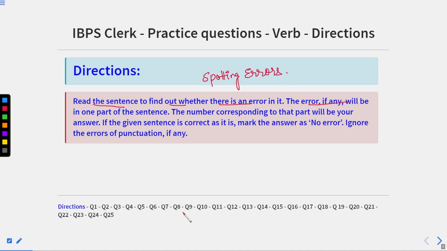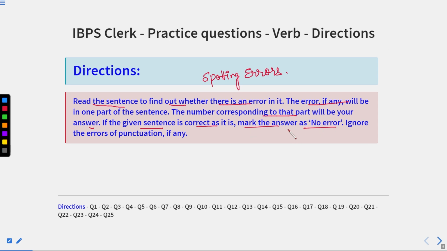Also, these are spotting errors. Some sentences will be given to us in which some parts have been marked. Now, what we have to do is look for that particular part that contains the error, and it is clearly given to us that the error will be in one part only. We should not say that this part and that part also contain errors. There will be an error in only one part of the sentence. The number or the letter corresponding to that part will be our answer. If the given sentence is correct as it is, mark the answer as no error.